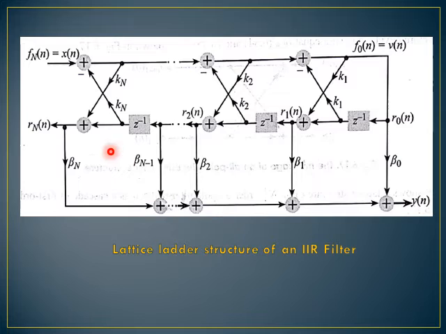And this is the structure belonging to the lattice ladder structure of an IIR filter. This will be your poles term, and this will be your zero term. So how do we calculate the zeros? We'll see by a few examples.